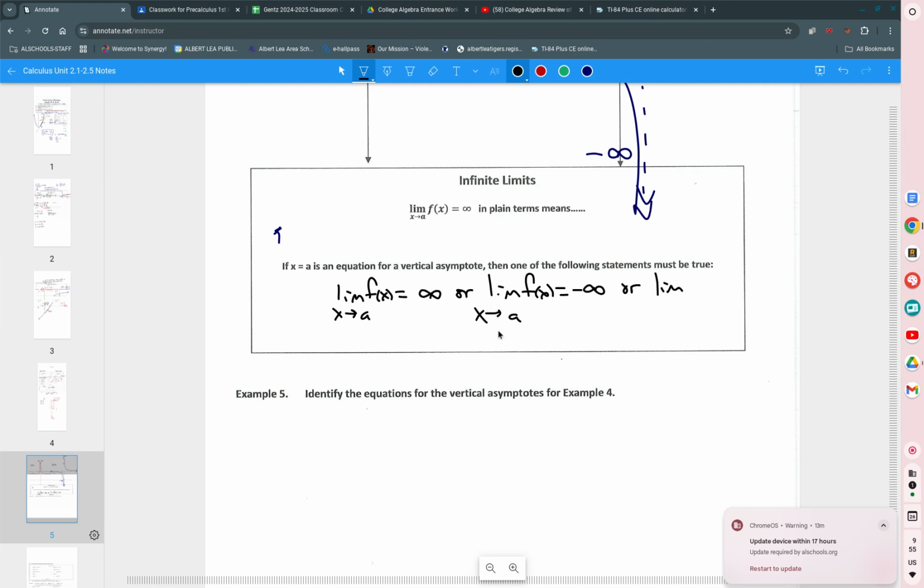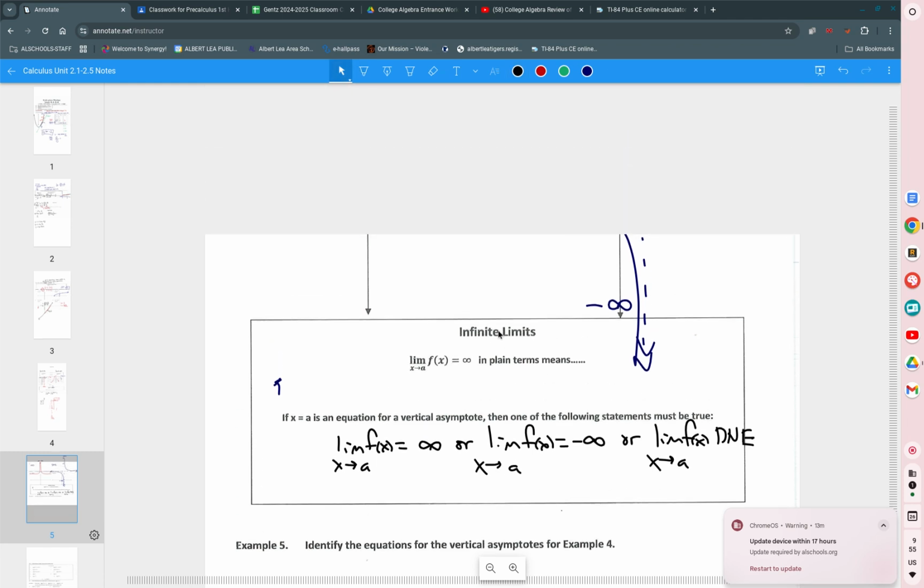or the limit as x approaches a of the function does not exist. And we saw in 2 examples there that involved infinity. In one situation, the answer was infinity. In the other situation, it did not exist. So if you have a vertical asymptote, that's what's going to happen.